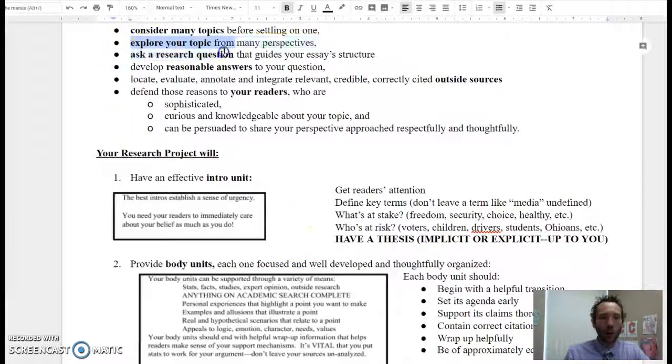You're going to explore your topic from many perspectives, not just your own, but the sources that you locate, the outside body of research, the body of knowledge that you're going to build around your topic or your subject. You're going to ask a research question that guides your essay structure.